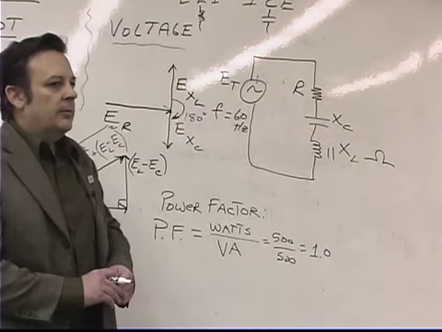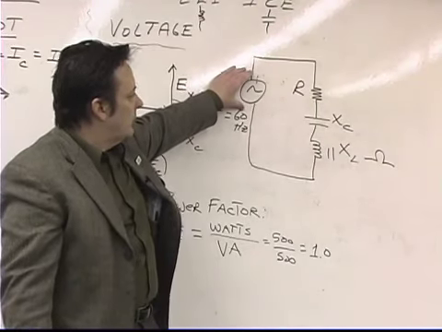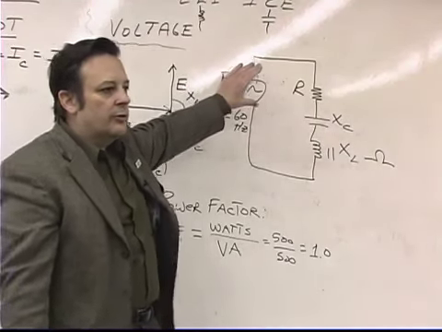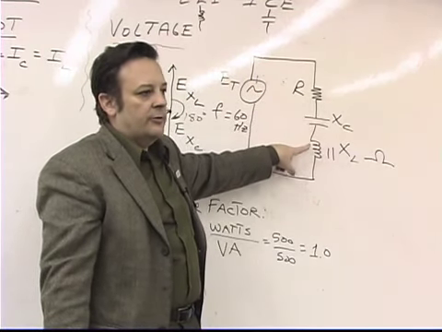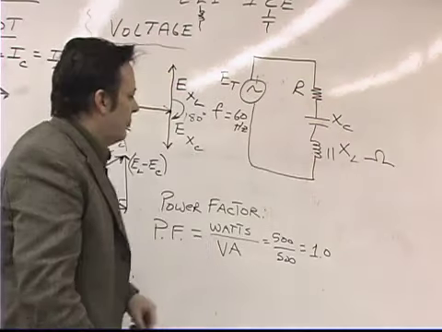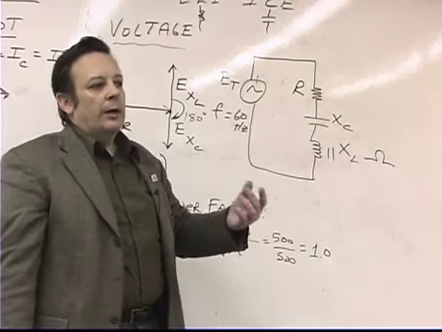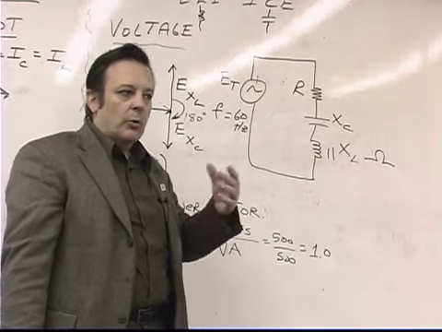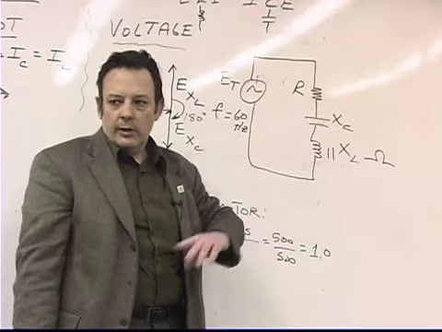So any time that some of the power that's coming from the source is being delivered to other than the resistor, like the capacitor or the inductor, we get a power factor that's less than 1, like 0.9 or 0.8 or 0.7 or 0.6 or 0.5 or 0.4 or all the way down to 0.